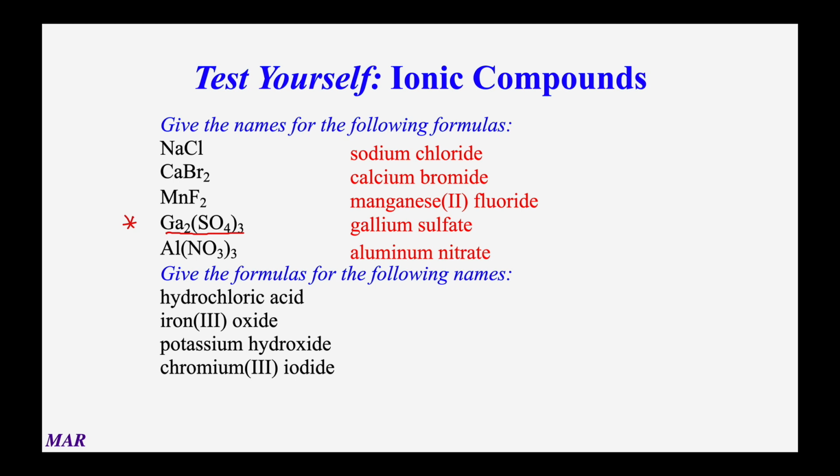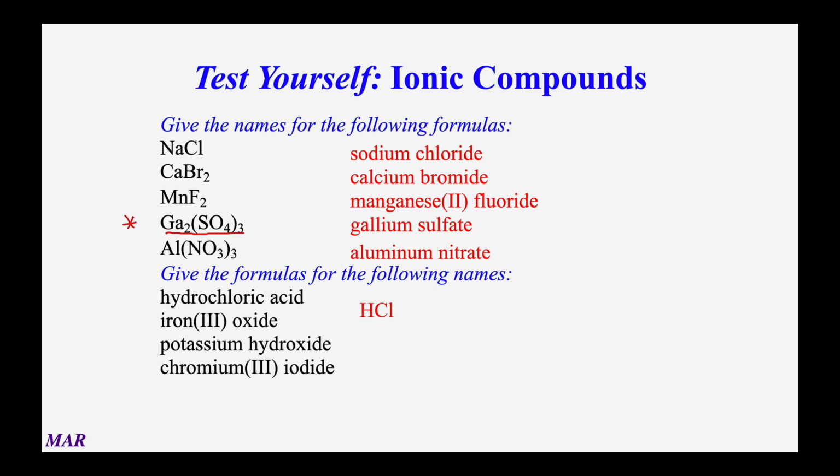The next one, now we're going to go in the opposite direction. So hydrochloric acid, hydro is a hydrogen +1. Chlorine we've seen is almost always negative. So that would be just HCl. That would be the formula for it, excuse me.